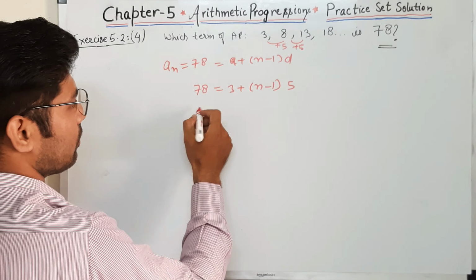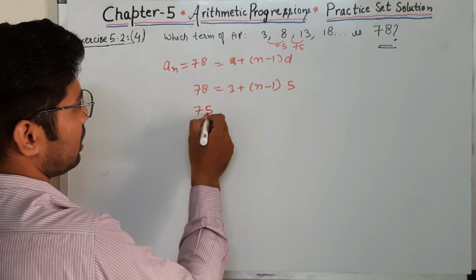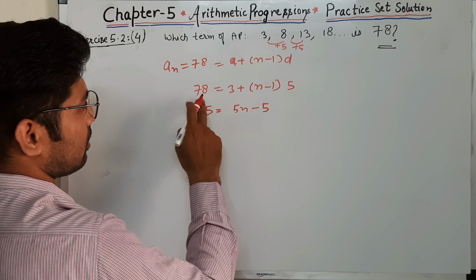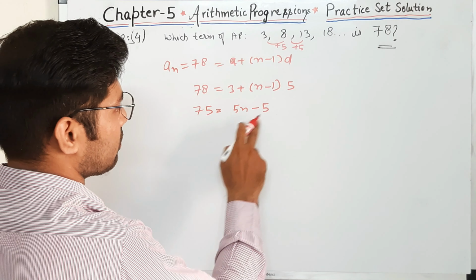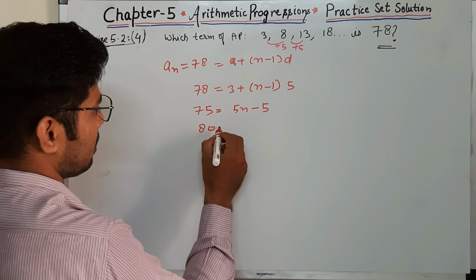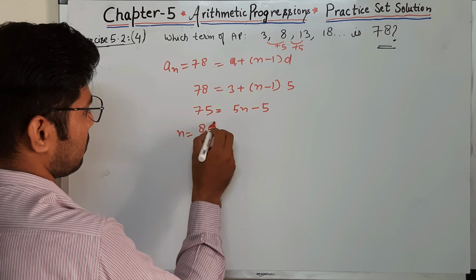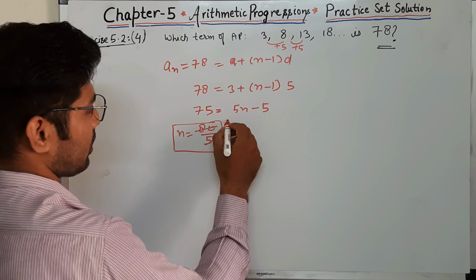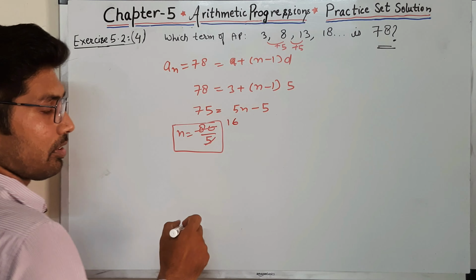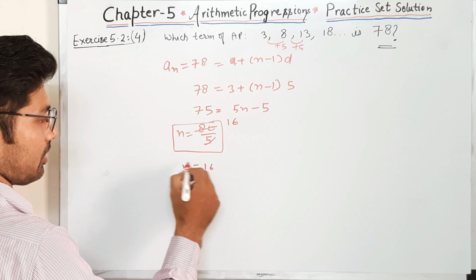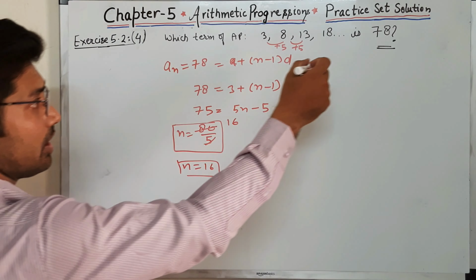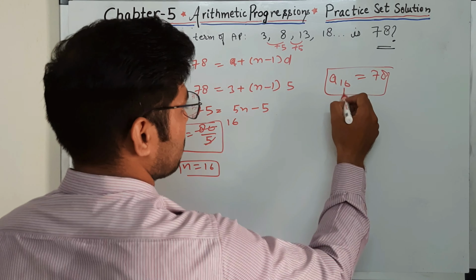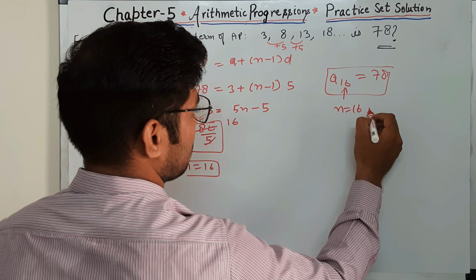So solve it further. You will get 78 minus 3 is 75. 5 and minus 5. Okay, and this 5, you will get 80 upon 5, and n is equal to this. Okay, now this is 16. Okay, so n is 16. So the 16th term a16 will be 78. Okay, so n is equal to 16 is the answer.